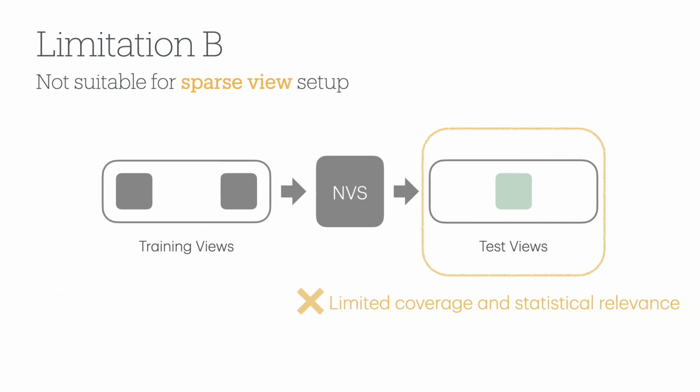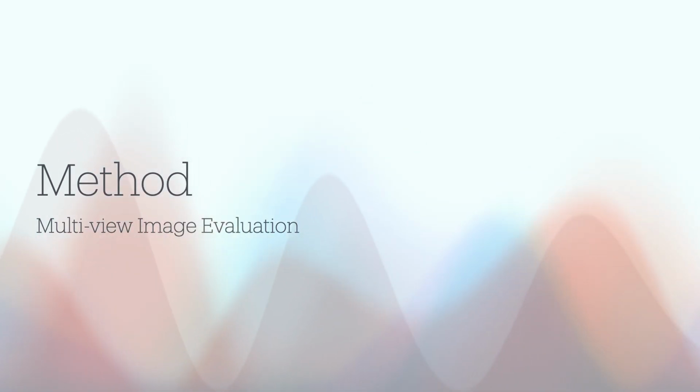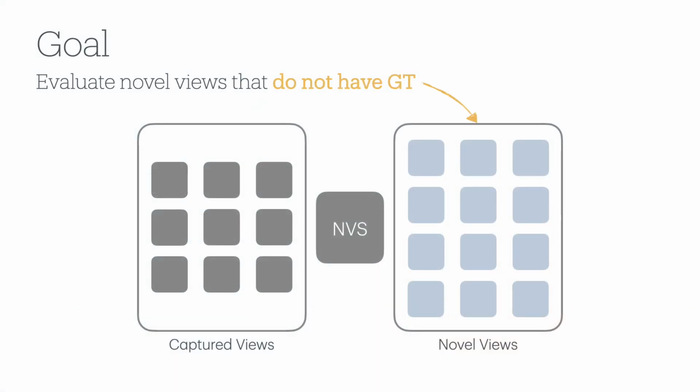The second issue in this process is that we end up with only 1 image as our test view, which most of the time could only provide very limited coverage and statistic relevance in evaluating the sparse novel view synthesis pipeline. Now, we just mentioned 2 limitations in the existing evaluation pipeline. With these 2 limitations in the existing approach, we would like to propose a new image evaluation method, which is based on multi-view reasoning. Recall that our goal is to evaluate novel views that do not have ground truth in a novel view synthesis application.